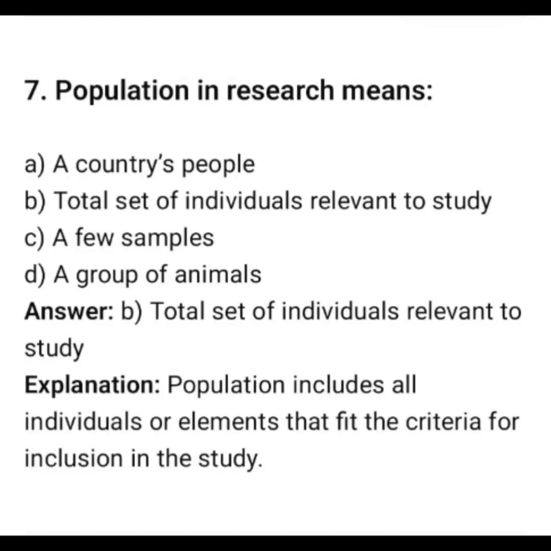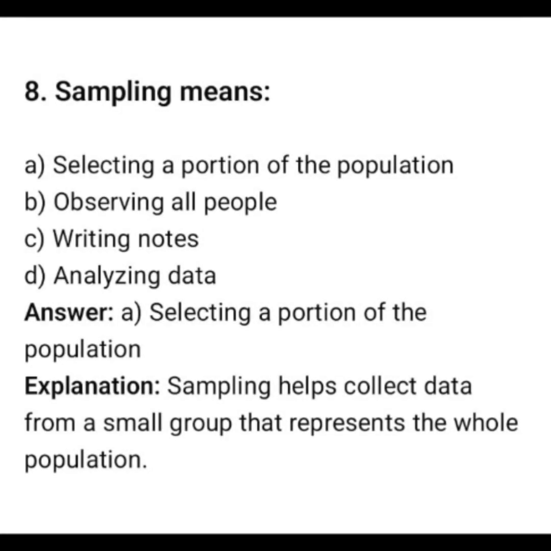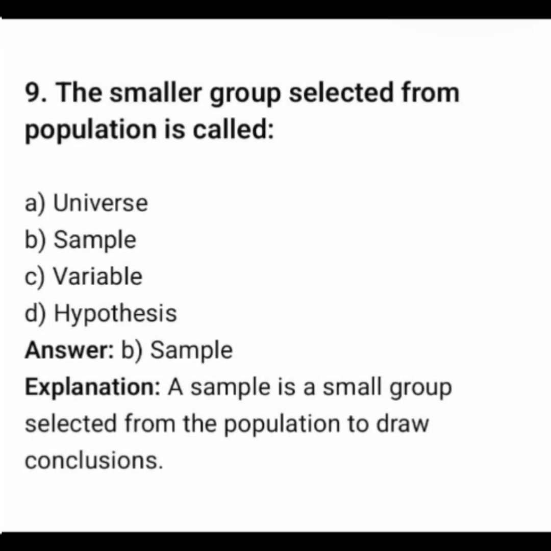Population in research means: a country's people, the total set of individuals relevant to the study, a few samples, a group of animals. The correct answer is option A, the total set of individuals relevant to the study. Population includes all individuals or elements that fit the criteria for inclusion in the study. Sampling means: selecting a portion of the population, observing all people, writing notes, analyzing data. The correct answer is option A, selecting a portion of a population. Sampling helps collect data from a small group that represents the whole population.